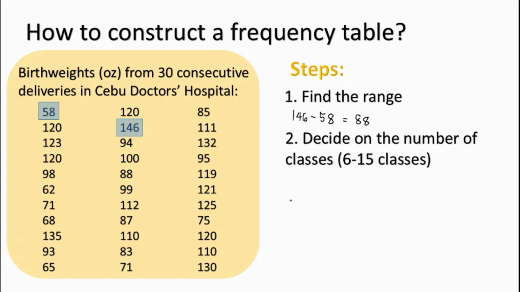Second, we decide on the number of classes. An ideal number of classes of a frequency table would be from 6 to 15 classes. And say we have decided 10 for this example.